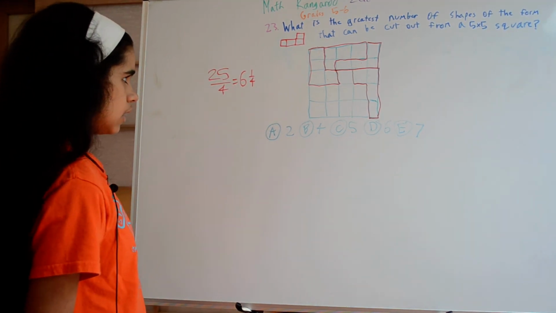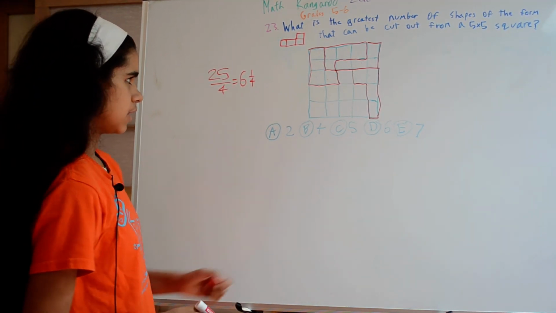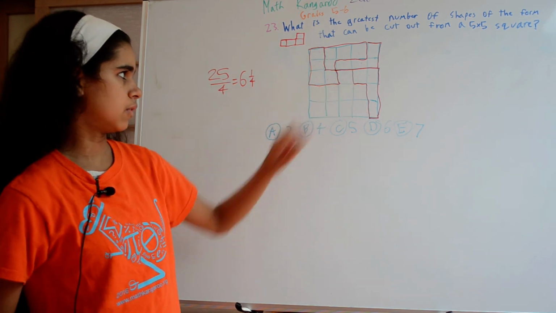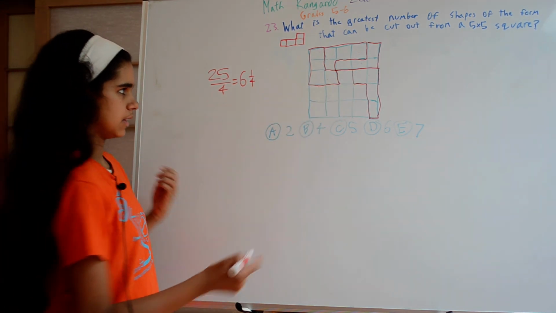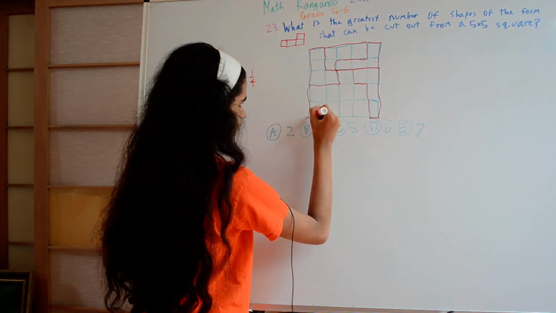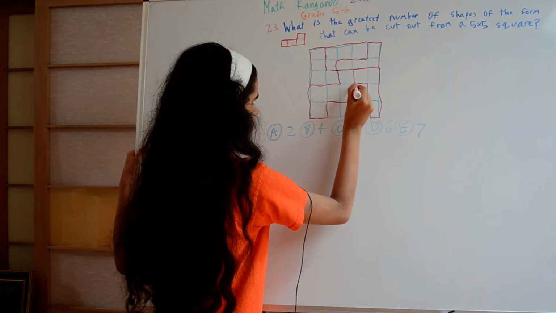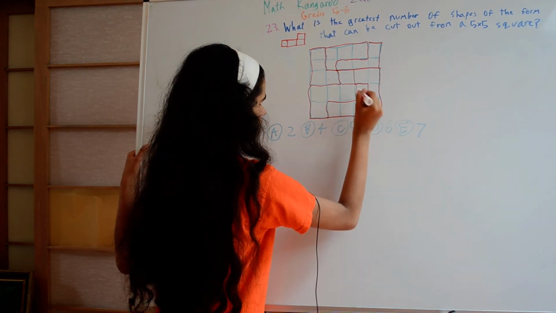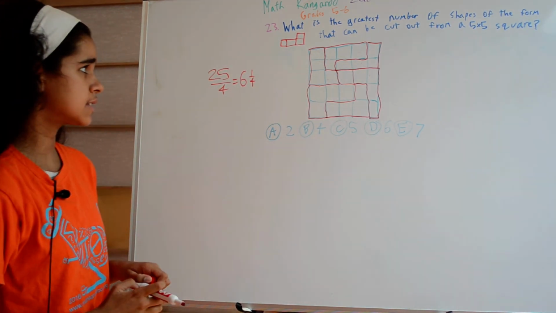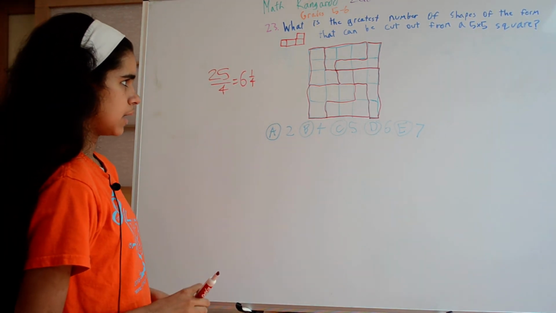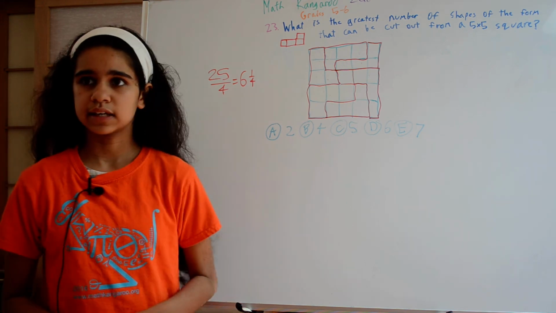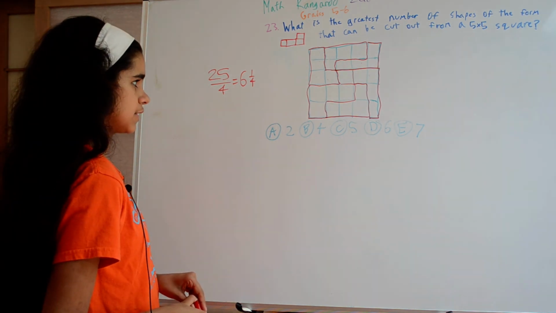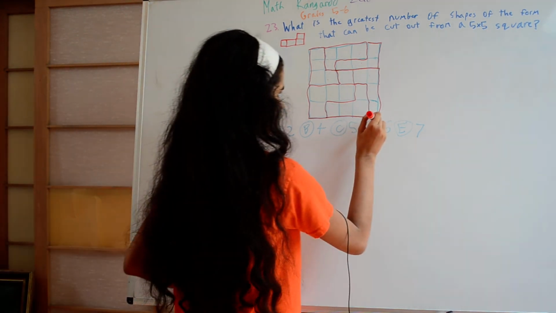And now, at this point, we have this 2 by 4 row here, and we can fill that out with 2 of these. One like this, and one like this. And so we found a way to fit 6 of these shapes in, and we know we can't fit more than that. So the answer is D, 6.